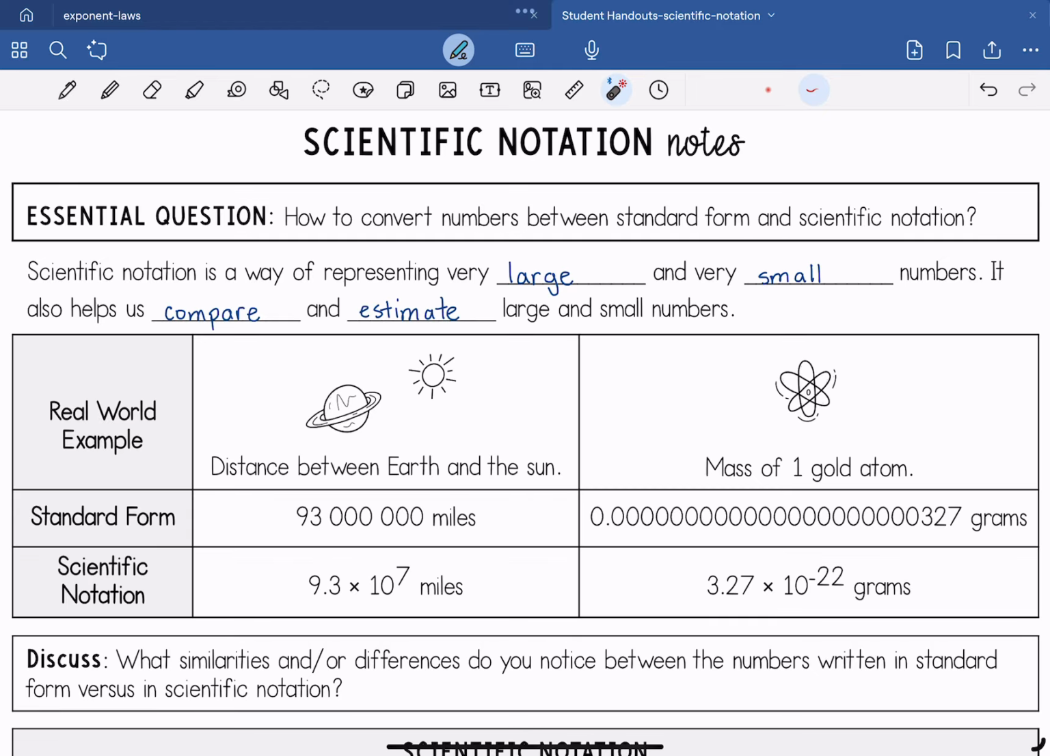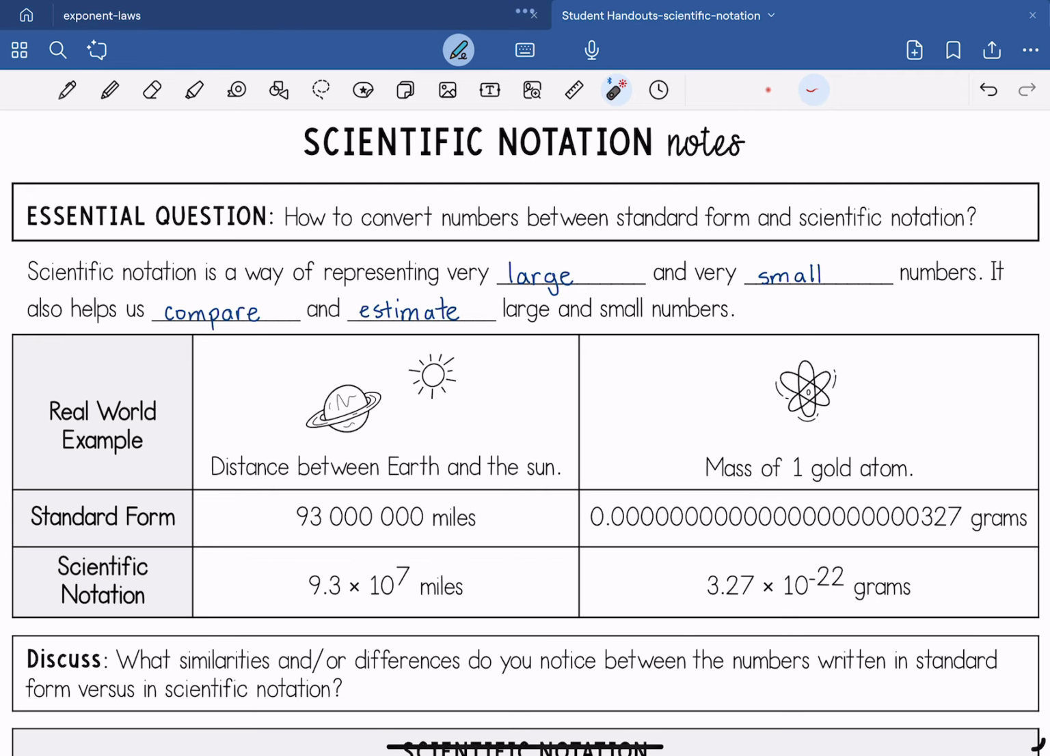Another way to represent these numbers is in scientific notation. The first one, as you can see, is 9.3 times 10 to the power of 7 miles. And the mass of one gold atom in scientific notation is 3.27 times 10 to the power of -22. One thing you can discuss is what similarities and differences you notice between the numbers written in standard form versus in scientific notation.